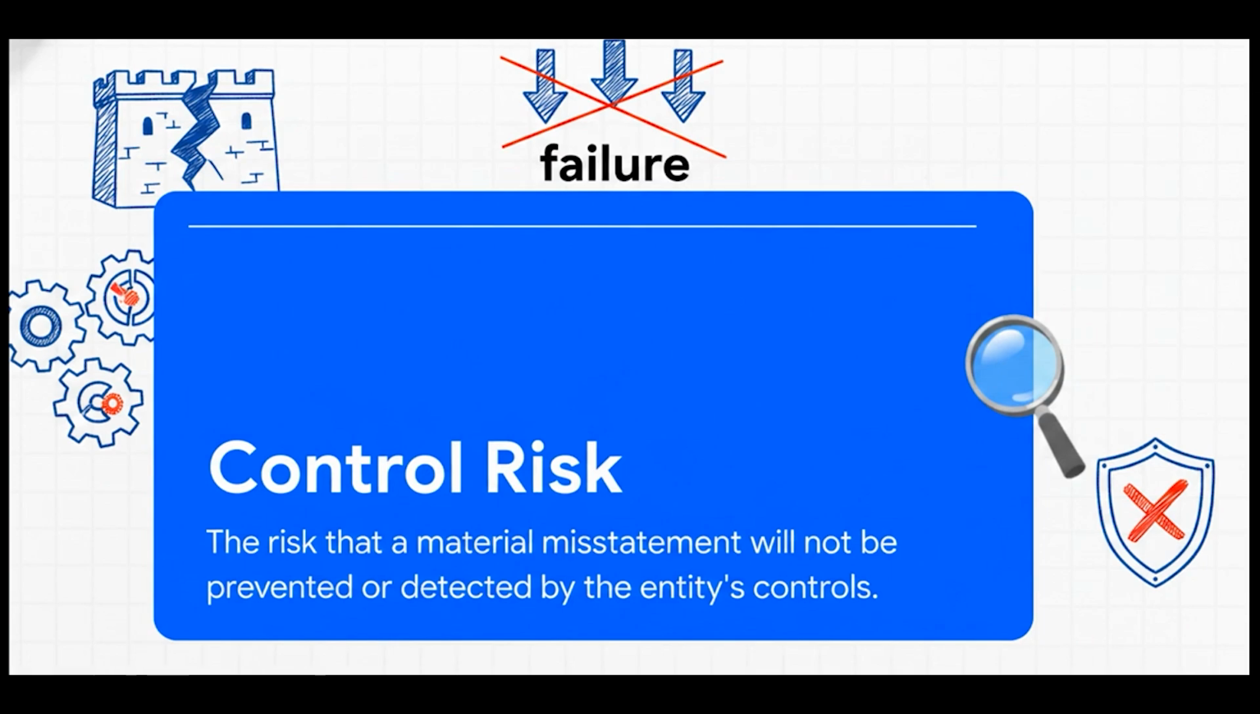Okay, next up is control risk. So if inherent risk is the problem, then internal controls are supposed to be the company's first line of defense. Control risk, then, is the danger that those defenses, those internal safety nets, are going to fail. It's the risk that their own processes just won't catch an error when they're supposed to.